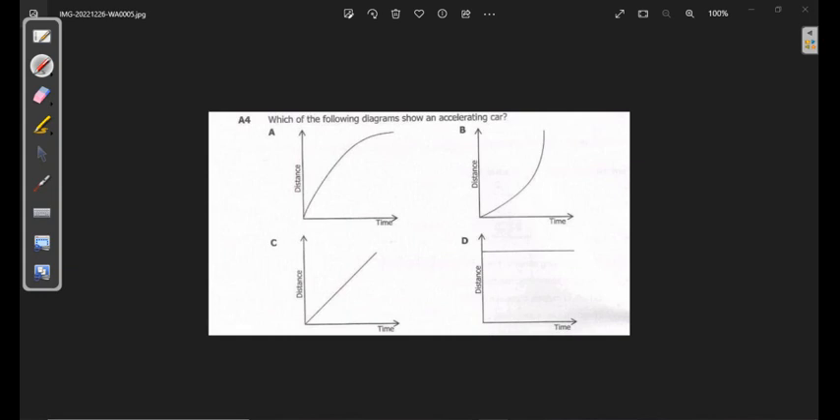For a distance time graph, a line like this means no movement. A line like this means we have constant speed, and constant speed means no acceleration. A line like this means we have reducing speed, and reducing speed means reducing acceleration. And a line like this means we have increasing speed, and increasing speed means increasing acceleration. So therefore, the answer is going to be B for this one.